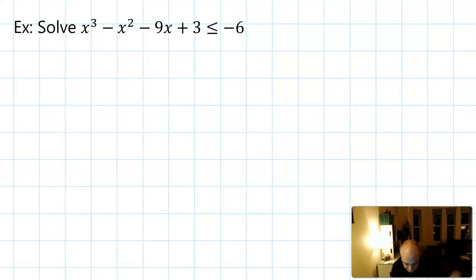All right, we're going to solve x cubed minus x squared minus 9x plus 3 equals -6. And the first move is that we need to get a 0 on the right side of this inequality. I can't do anything, including factoring, until I get that 0. So to move that 6 over, we're going to add 6 to both sides and rewrite.